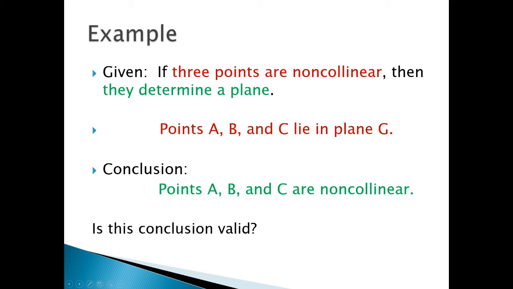But then we have to ask, is the conclusion valid? And at that point, we have to examine our hypotheses and our conclusions. So 3 points are non-collinear is a hypothesis. They determine a plane is my conclusion. If I look here at my hypothesis, the hypothesis in the first statement and the second do not match. The conclusions in the first statement and the second statement do not match. So therefore, this is not a valid conclusion.